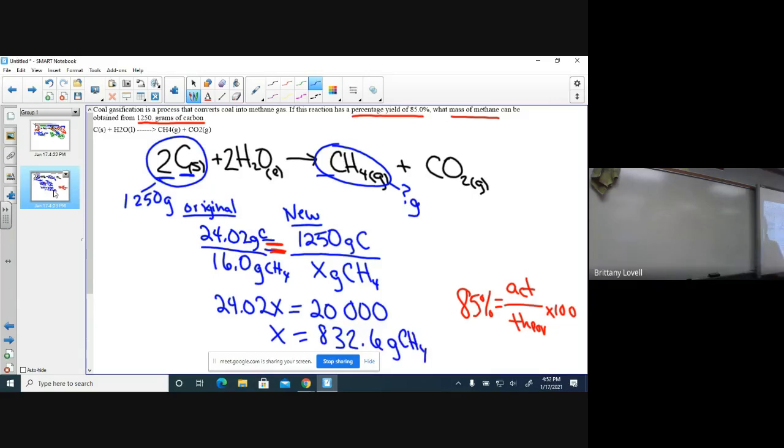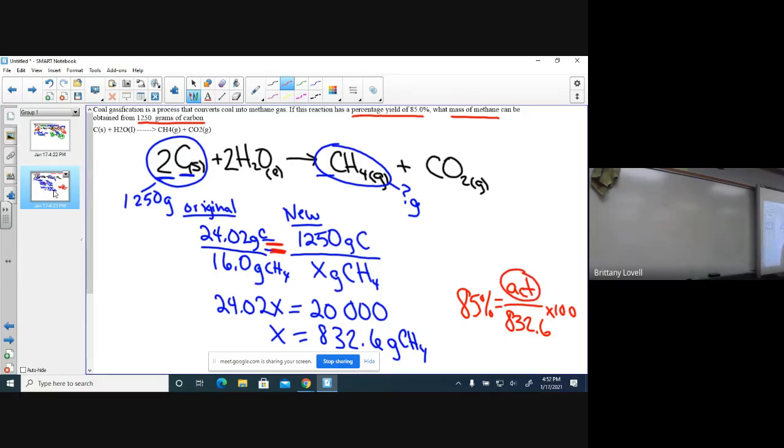Okay? So we're making a prediction and saying with 1,250 grams of carbon to start with, I think that we could probably make around 832.6 grams of methane. That's what we're predicting under great conditions, under perfect conditions. That's the maximum amount that we're going to be able to produce, theoretically, right? So we're going to take that number, that 832.6, and we're going to plug it in right here in the theoretical spot. 832.6, okay? So then I'm just going to take this and solve to find my actual.